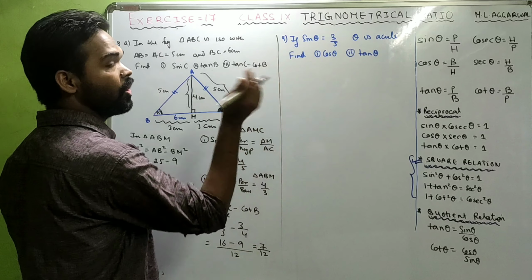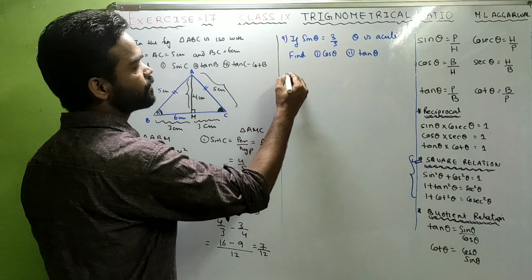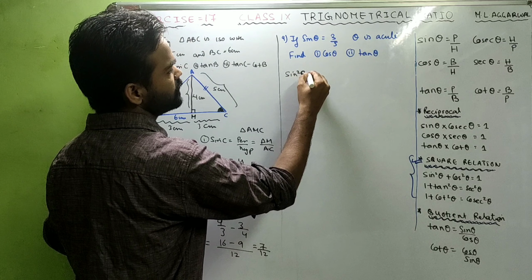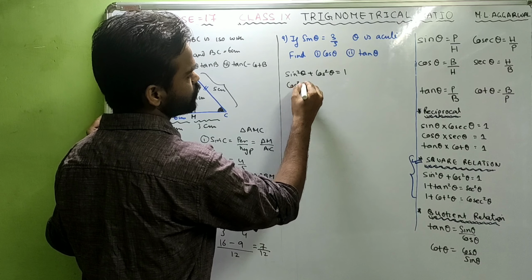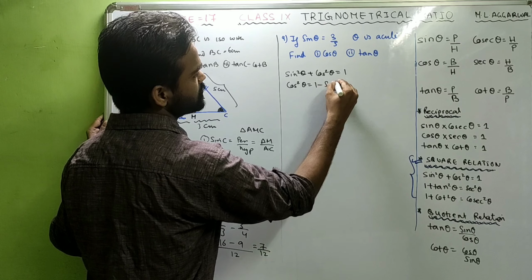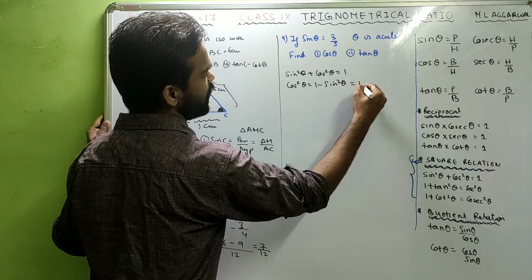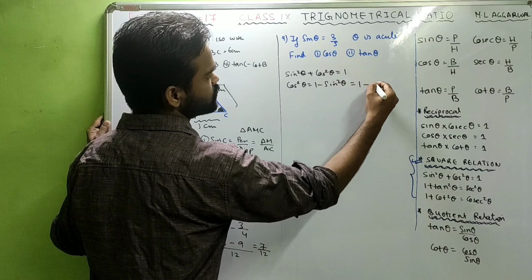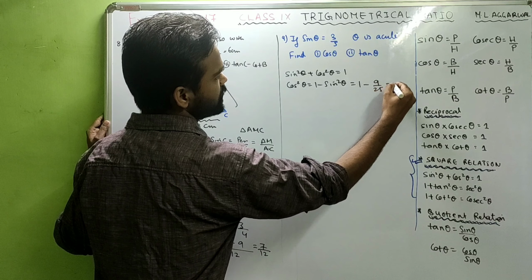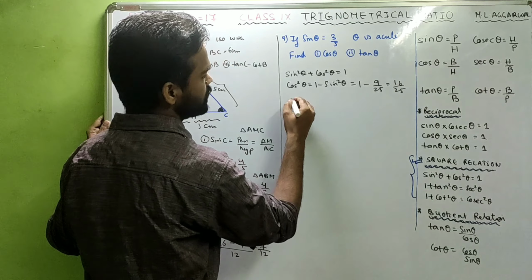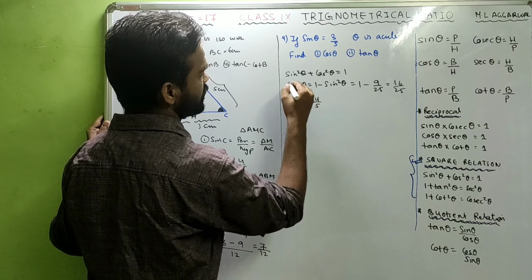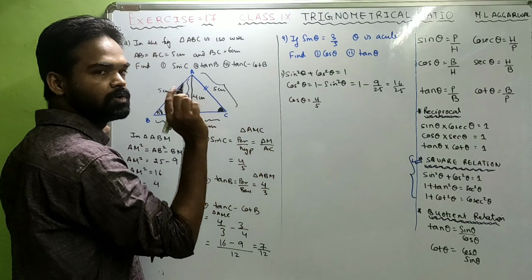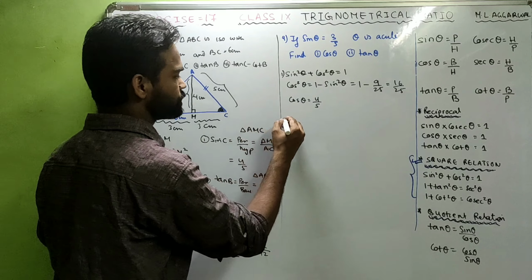Done. Or you can do it by the triangle method. See, sin square theta plus cos square theta equals 1. So cos square theta equals 1 minus sin square theta, which is 1 minus 3 square by 5 square, that's 9 by 25, that's 16 by 25. So cos theta is 4 by 5. Since theta is acute, cos will be positive.